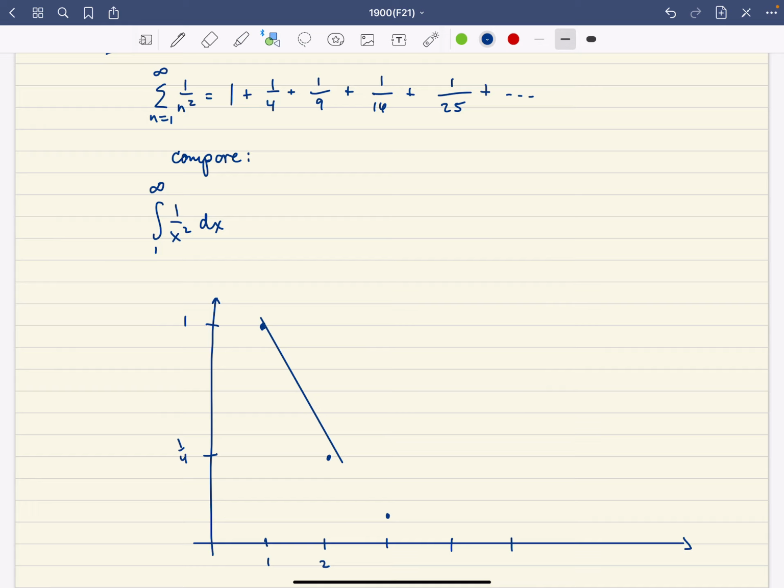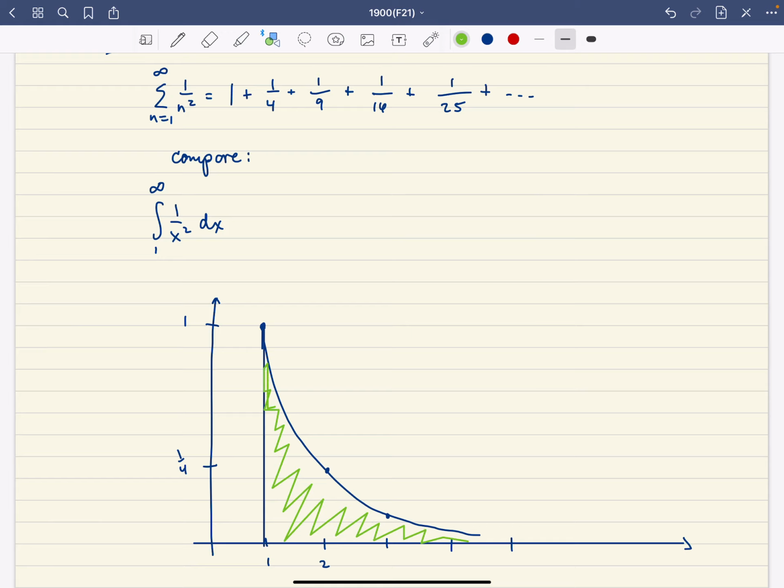Oops, I still have that tool on there. So you're going to end up with some sort of a curve. It's going to look like this. Let's pretend that I meant to put that point on there. That's what the curve is going to look like. And then we're looking at the area under the curve from 1 to infinity. Of course we know that that's this green area here.